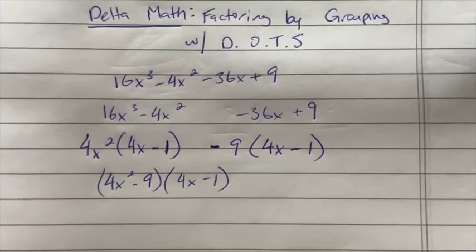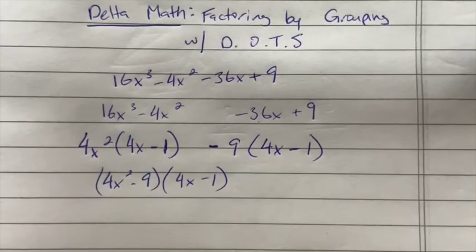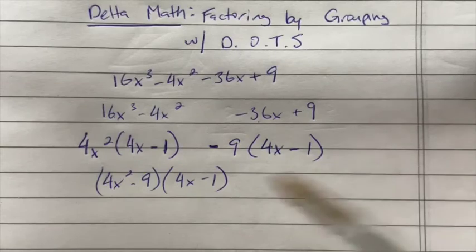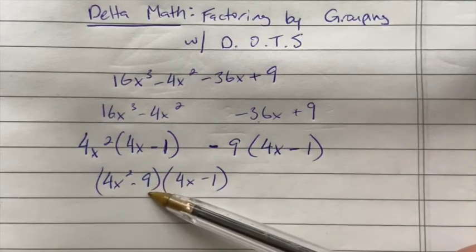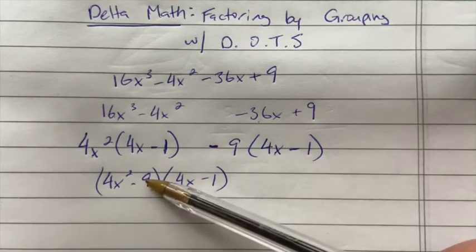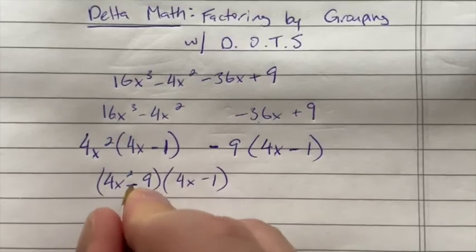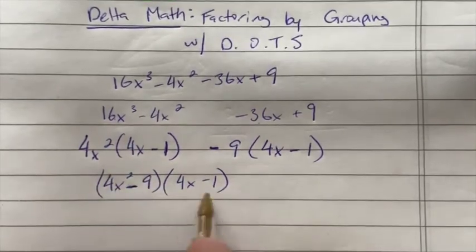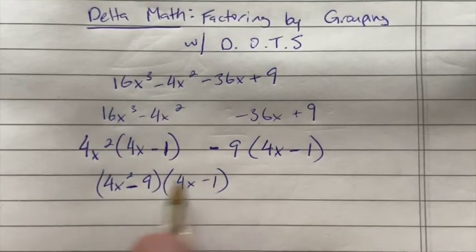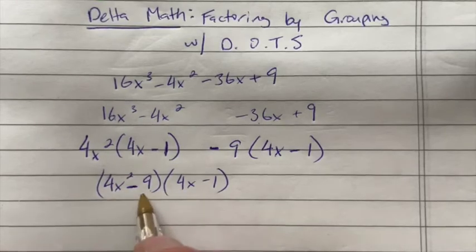But the problem here is you haven't factored completely. So as you can see right here, based on our last lesson on difference of 2 squares, we have a difference of two squares here because this is a perfect square, 4 is a perfect square, and so is 9. So we have to continue to factor this term. This term we're going to leave, but we have to factor this term right here.